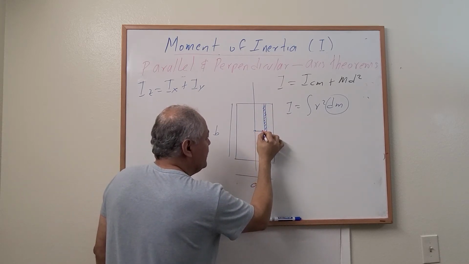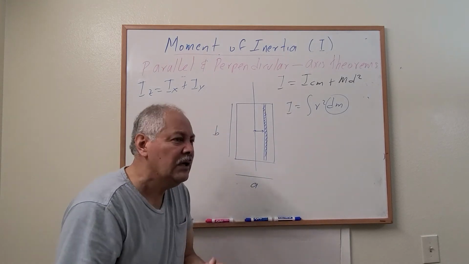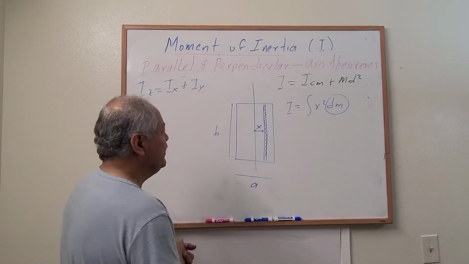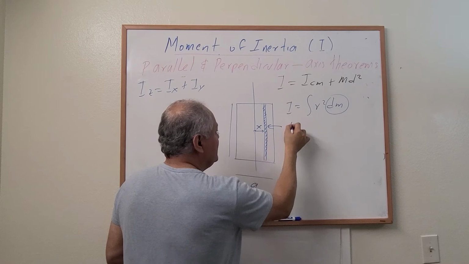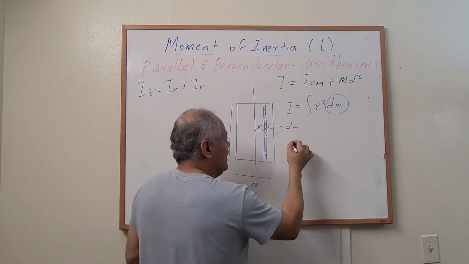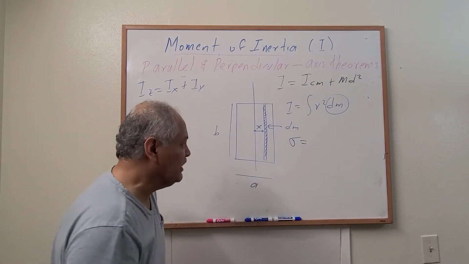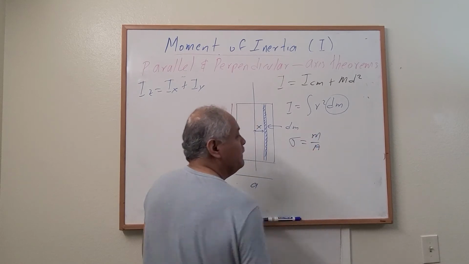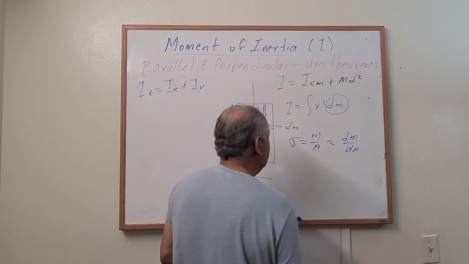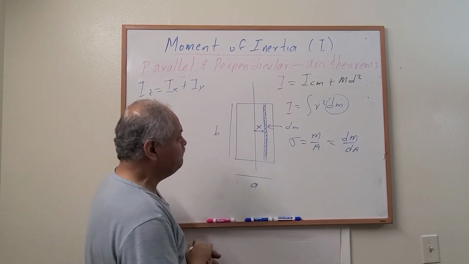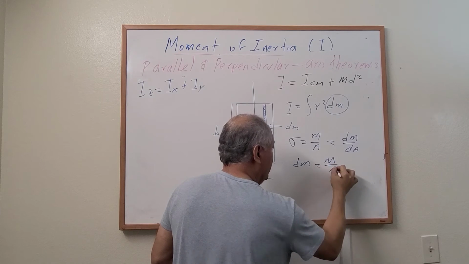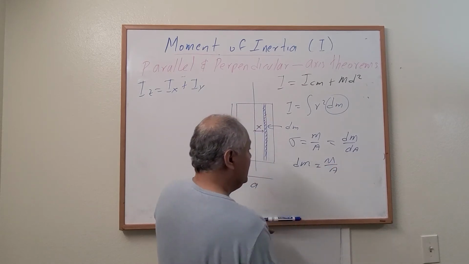The distance is from here to here. We can label it r, or x, y. Let's label it x. It's the same thing. And then this is my dm. Now, what do we have? Because we're dealing with areas, we use the area density or surface density, which is defined as mass divided by area. Also, because this is constant, we can use the relationship dm over dA. Now, what should dm be? This element of mass equals the total mass over the total area, times dA.